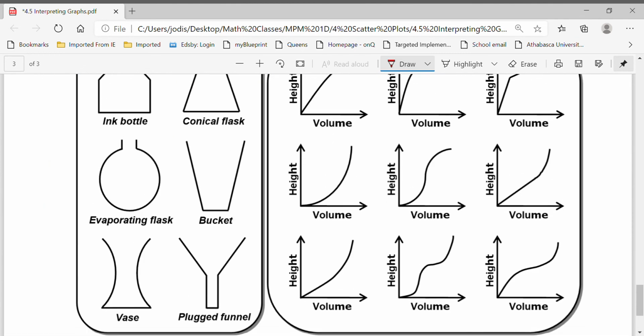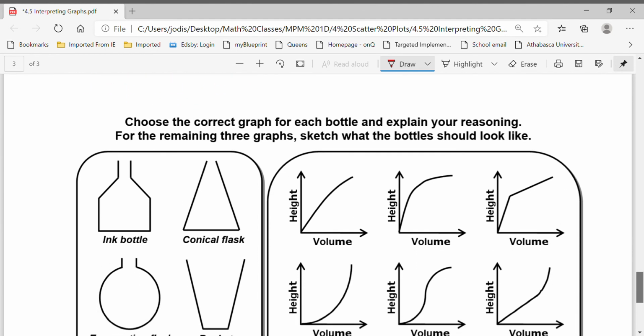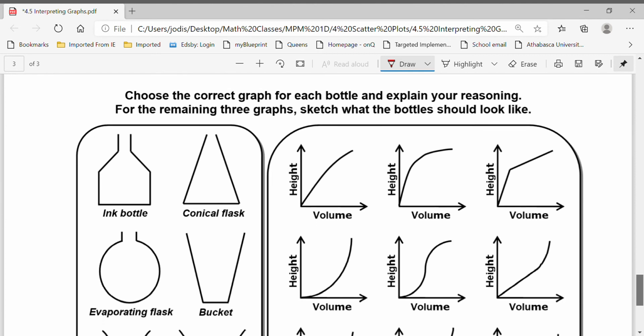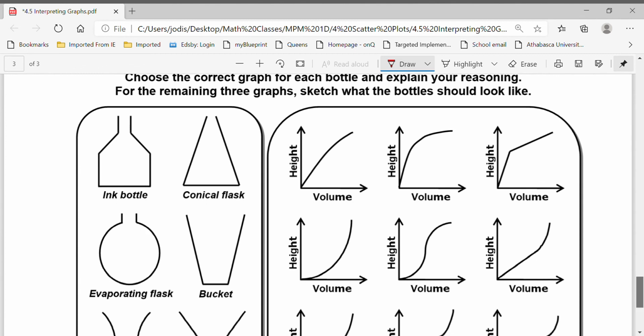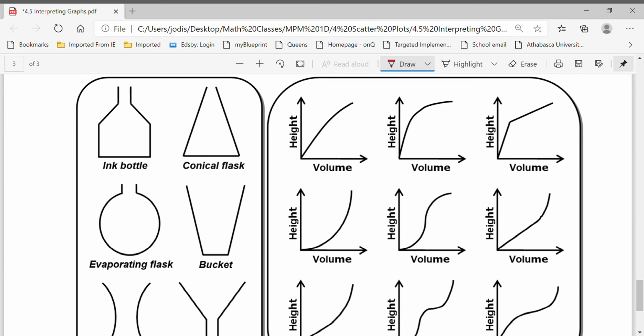The last question here, I'll write in the answers, but you guys can kind of try it on your own. So you want to choose the correct graph for each bottle and explain your reasoning. For the remaining 3 graphs, so there's 3 extra graphs, you want to sketch what the bottles would look like. So I'll just kind of give you the answers here. I'll write them along the side here.